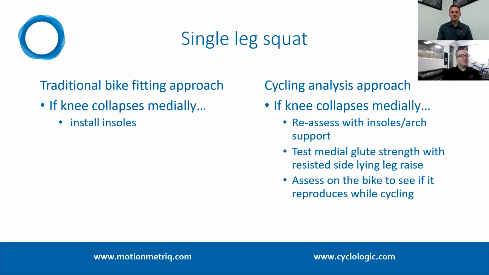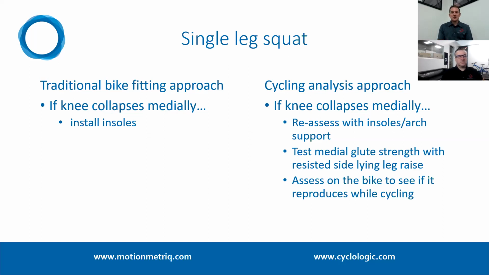So single leg squat. This is a really good example, I think, because a lot of physical assessments taught by existing bike fit educators are a little bit restricted because of the market they're working with, and sometimes they have to make things a little bit more formulaic. In traditional bike fitting education years ago, they would have just said, do a single leg squat, look at the person from the front. If the knee collapses inwards, medially towards the midline of the body, install some insoles and move on to the next thing. Now, that doesn't fit with the approach that we use and recommend.